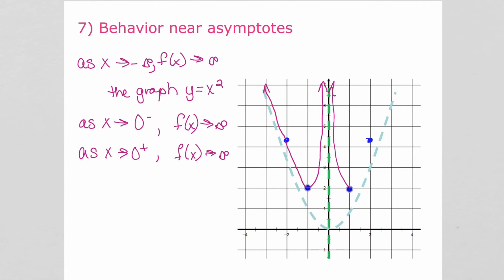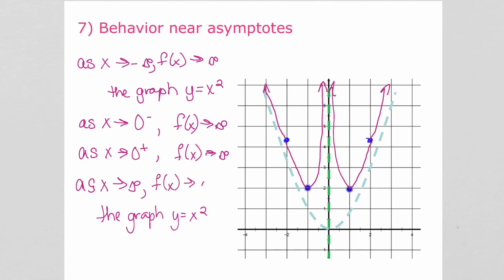There we go. And then last, as x approaches positive infinity, so as we go to the right, it's going up through that dot and getting closer to the graph of y equals x squared, or infinity. So, funny looking graph. That's what it looks like.